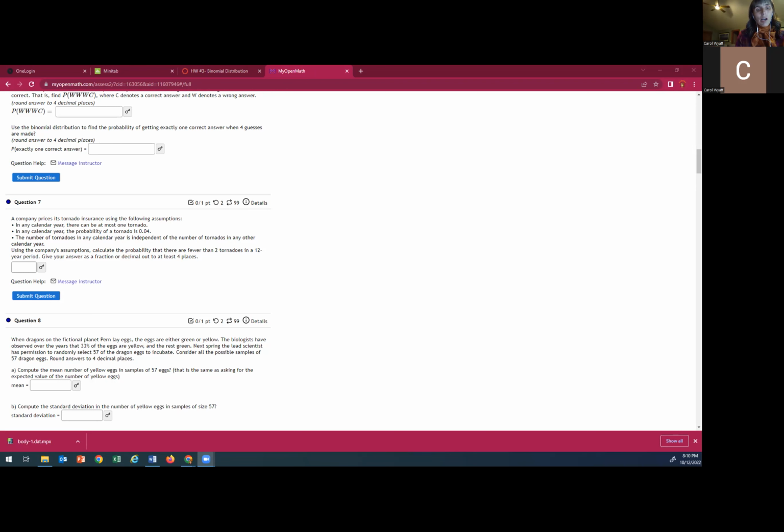So I'm going to use the binomial function on my calculator. I'm going to go second distribution. I will also write out the formula for you after I do it this way. This is fewer than 2, and 0 or 1 is fewer than 2, so I'm going to go binomial CDF. Number of trials, 12 years. Probability of having our tornado, 4%. X value is 1 because it's going to be 0 or 1. I'm going to paste, hit enter.